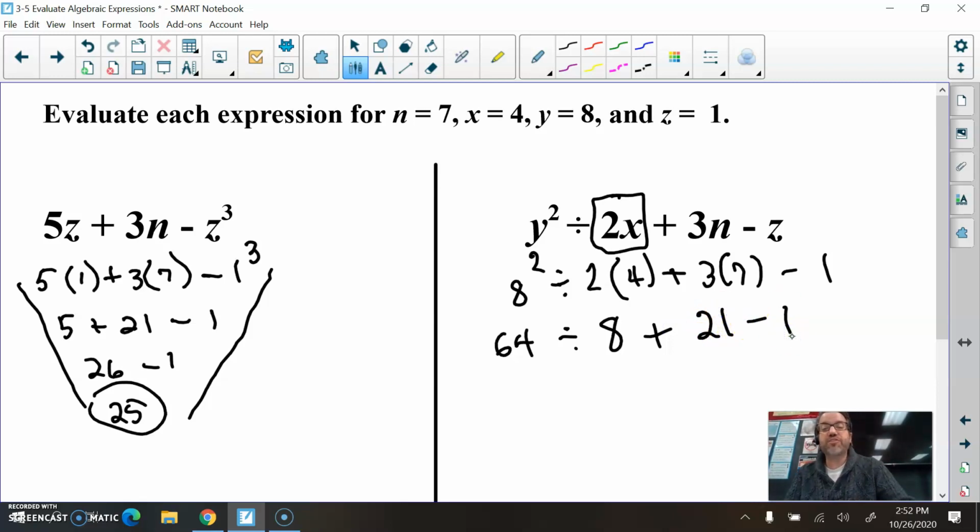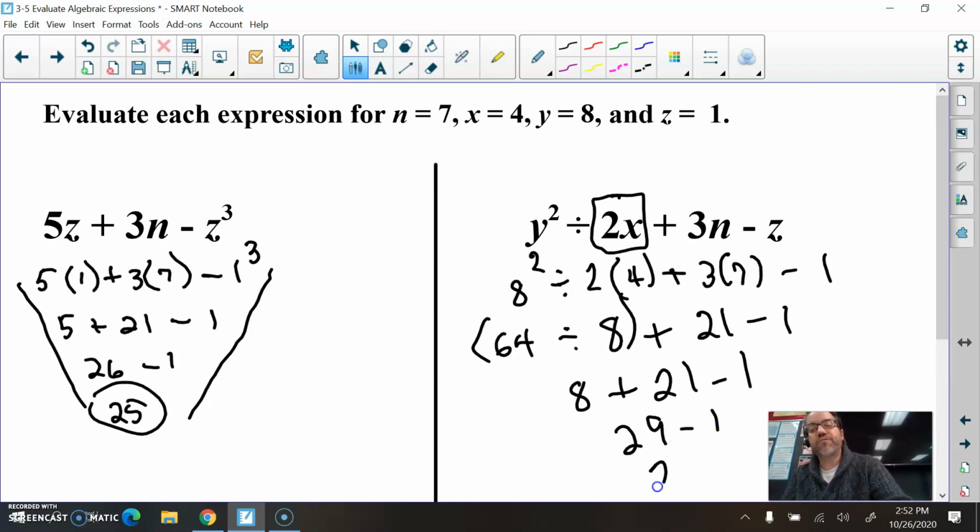And so now all I have to do is 64 divided by 8, which is 8, plus 21, minus 1. So that's 29 minus 1. We get a final answer of 28. Sorry I had to go so fast.